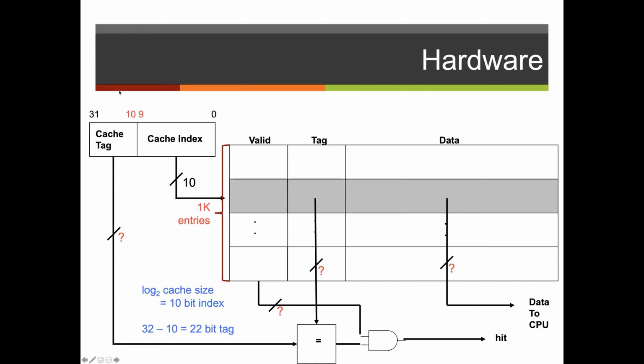And so our bus for accessing from the cache index is going to be a size 10. And for the cache tag, it's going to be a 22, which means our comparator for the tag is going to be that same size. For the valid bit, it's just going to need to be able to transfer 1 bit, and the data is going to be 32.